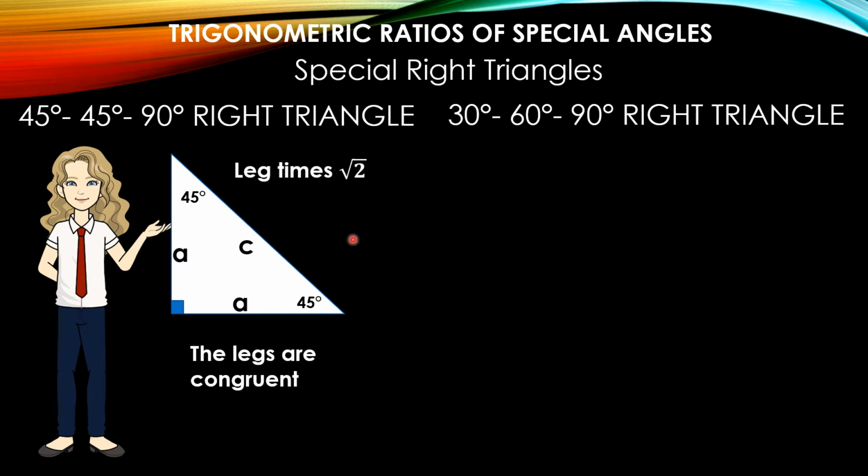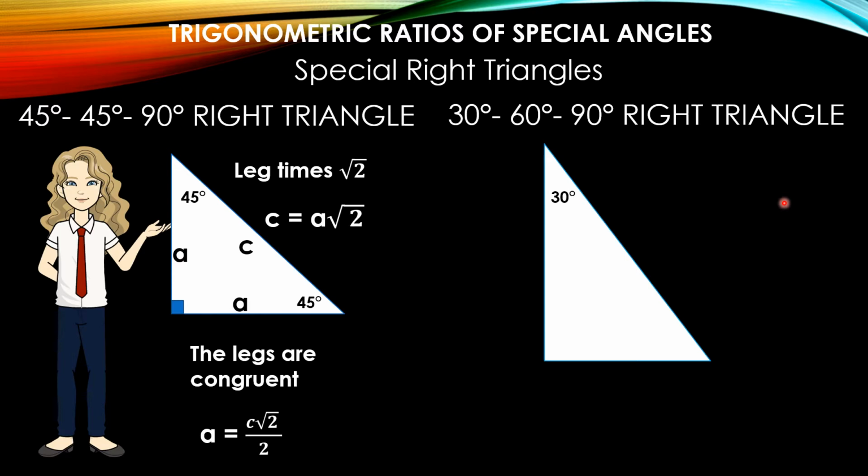So how do we get the hypotenuse? You need to multiply the leg and the square root of 2. Yes, that becomes C is equal to A square root of 2. And how do we get the leg? So the formula is A is equal to C, or the hypotenuse, times square root of 2 over 2.